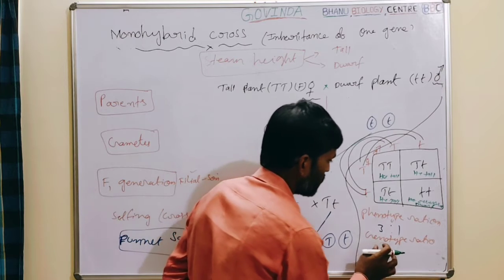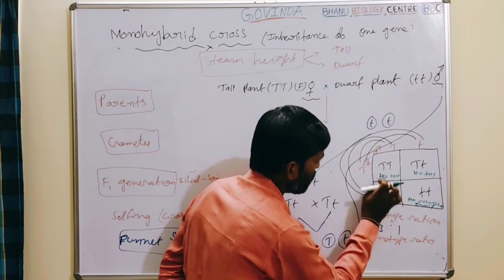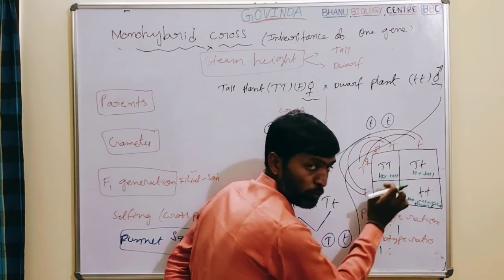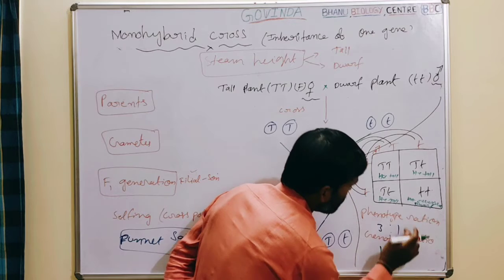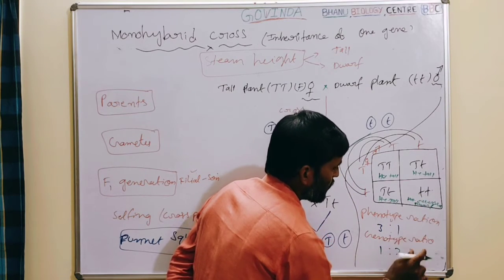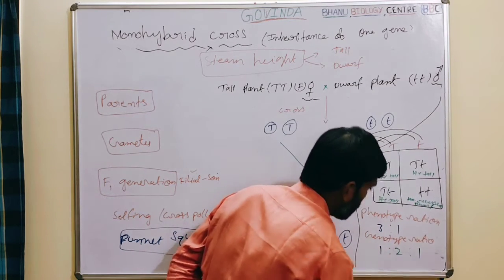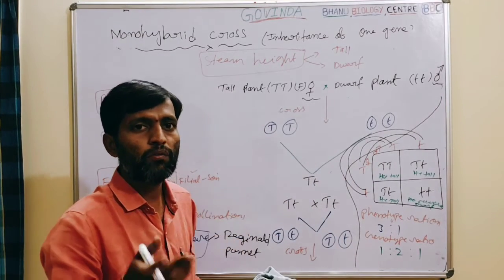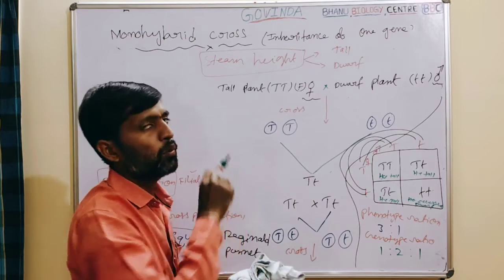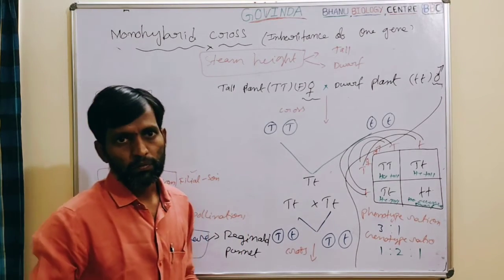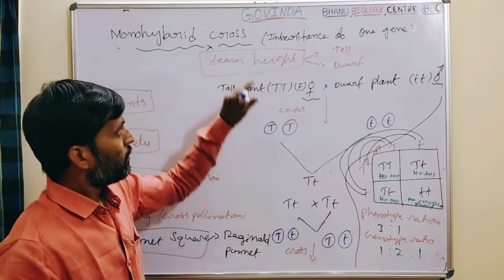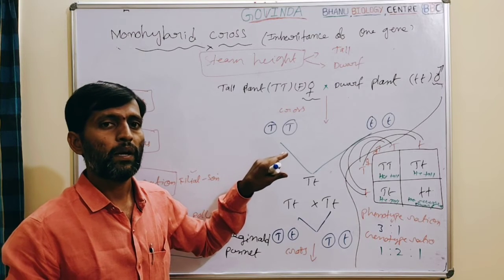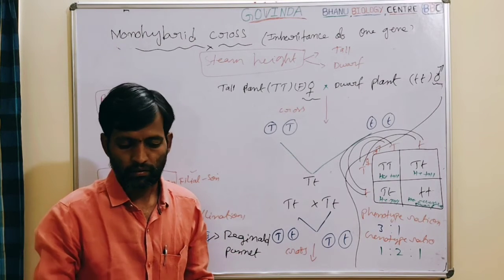So how can we write the ratio? Capital T, capital T, only one is there, so first you write 1. Then capital T, small t, two plants are there, so you write 2. Then small t, the recessive plant, only one is there, you write 1. So 1:2:1 becomes the genotype ratio of the F2 generation in the monohybrid cross. This is the way of doing the monohybrid experiment which was performed by Mendel.